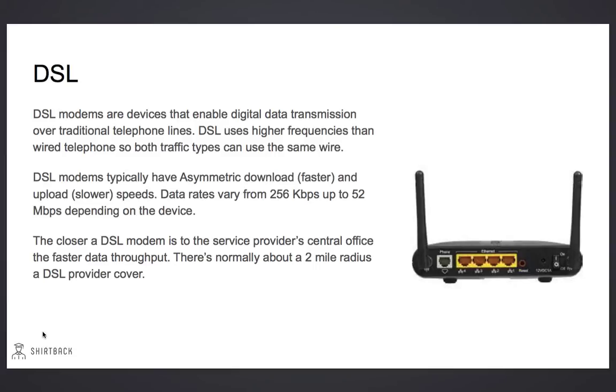DSL modems have what's called asymmetric speeds. That means they can download faster than upload. Data speeds for DSL modems can vary from kilobit per second to megabit per second depending on the device. DSL modems typically have about a 2-mile radius from their central office. The closer a DSL modem is to the provider's office, the faster the data throughput.